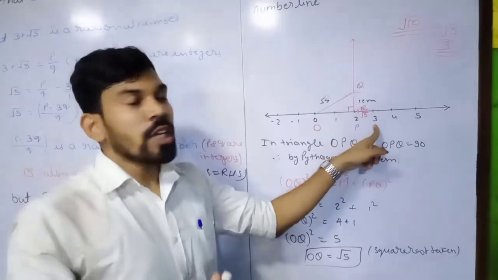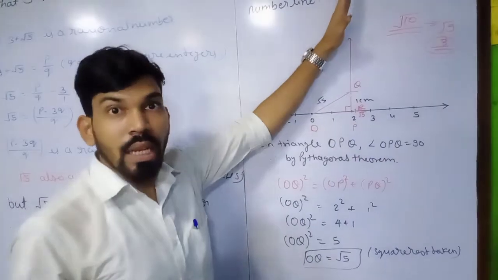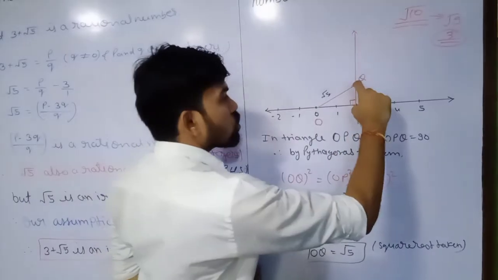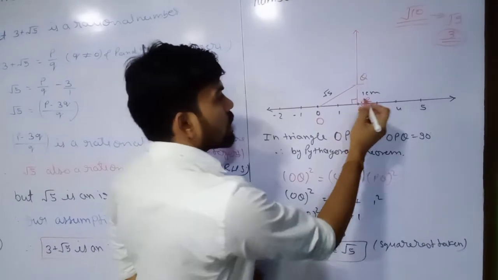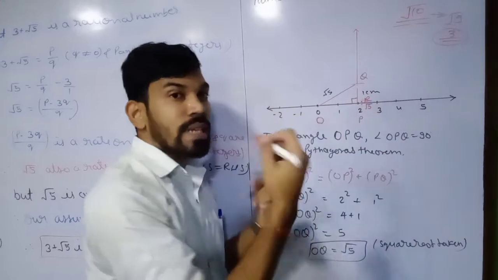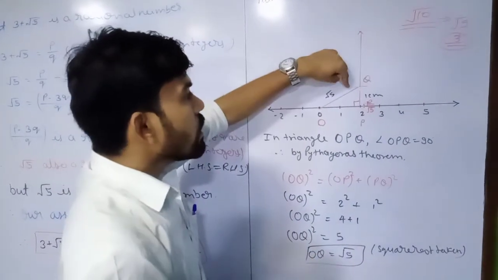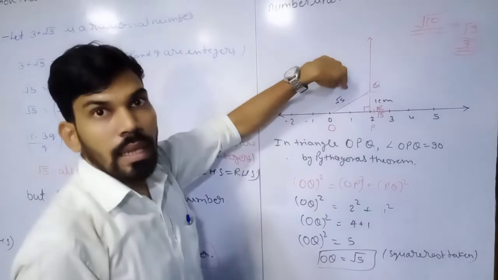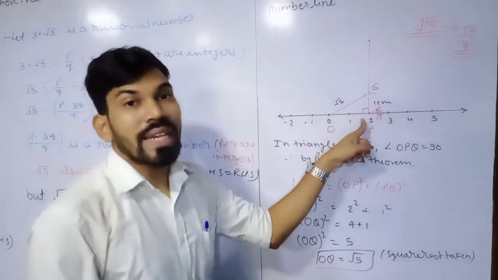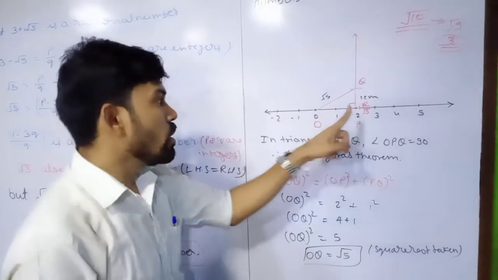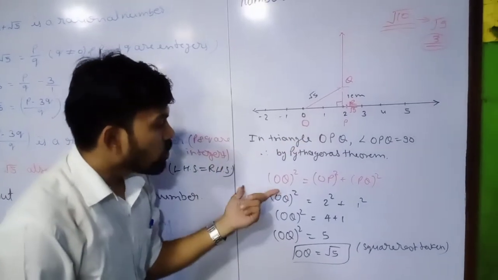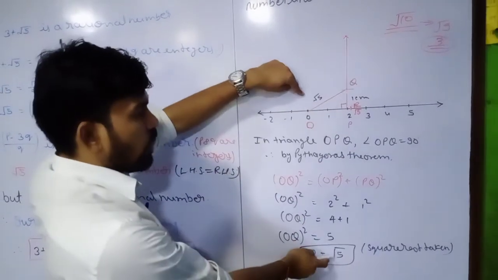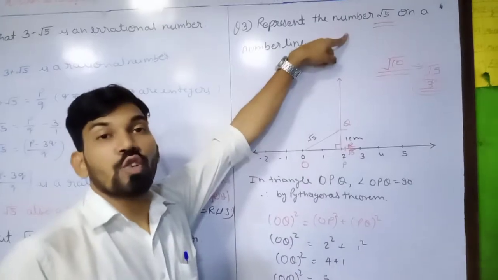Now at that point we have to draw a perpendicular line, and on that perpendicular line always take 1 centimeter. This is constant for everyone, every time. Then we join that Q with O, and we get a right angle triangle, because we drew the perpendicular, which means it is a right angle. So by the Pythagoras theorem we find the value of OQ, and we get √5. That is nothing else but what we want to show.